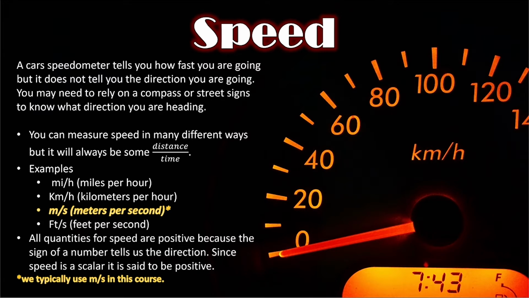Now, all quantities for speed are going to be positive because there's no sign to tell you which direction the object is moving. It's just a scalar quantity, so it doesn't tell us the direction. So we're just going to go ahead and say that it's all positive, and you can never get a negative speed. And let's go into velocity now.